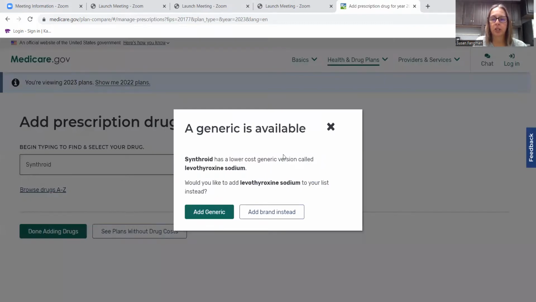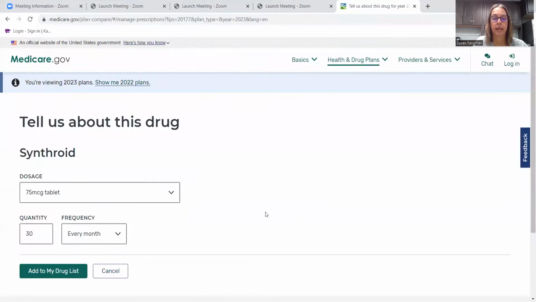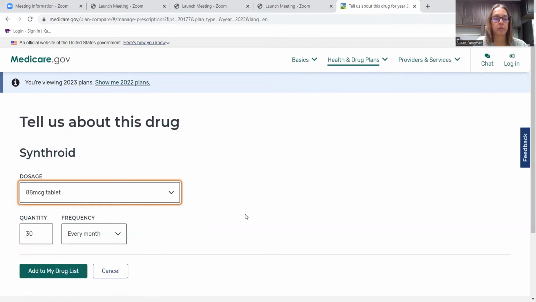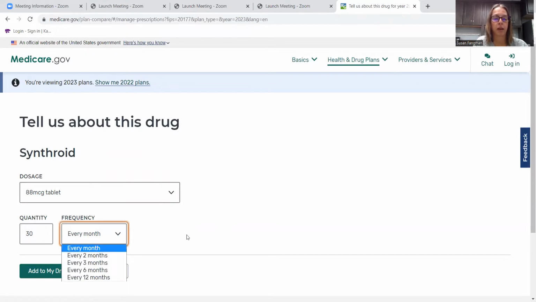It's going to tell us that there's a lower cost generic available. But we're going to pretend for this example, we are on the name brand Synthroid. So we'll put brand instead. Make sure you click the dosage that you take. And the Plan Finder seems to think it's easier to understand, I think, if you put in however many you take in a month, even though you might get a 90-day supply. So we're going to pretend we take 1 a day, so 30, and we'll click the every month button.